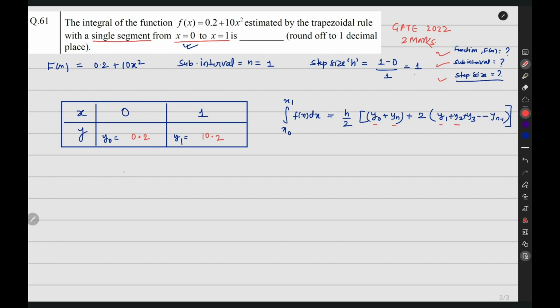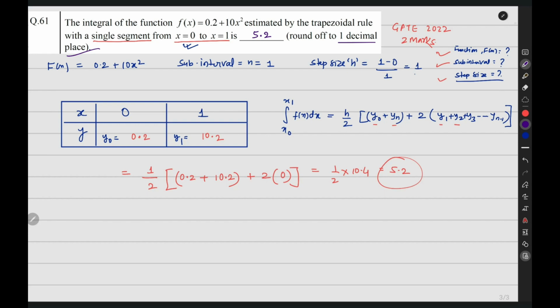Now we will put the values directly. We have h as 1 by 2 into y0, which is 0.2, the first term, and the last term is 10.2, and for this question we do not have any middle term, so it will be 0. So after calculating we will get half of 10.4, which is 5.2. So 5.2 is the correct answer for this question, 5.2 up to 1 decimal place.